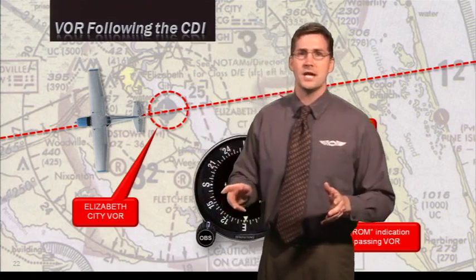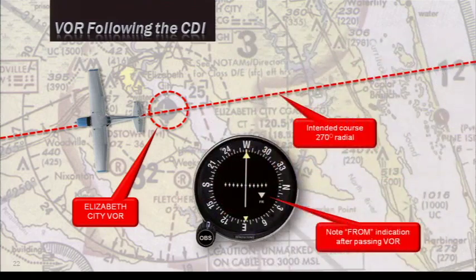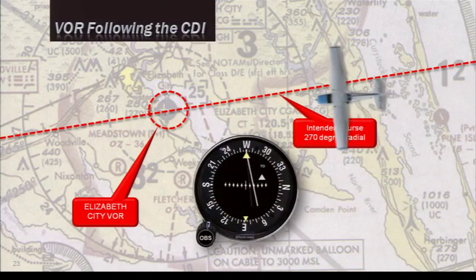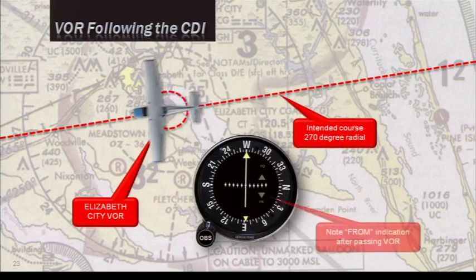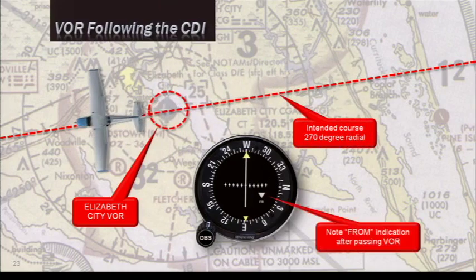We'll run the animation again. Go ahead and check it out. You'll see the needle center as the aircraft approaches the course. As it flies over the station, note the change from to from on the to from flag.